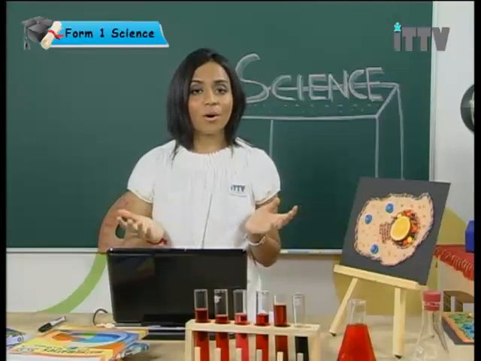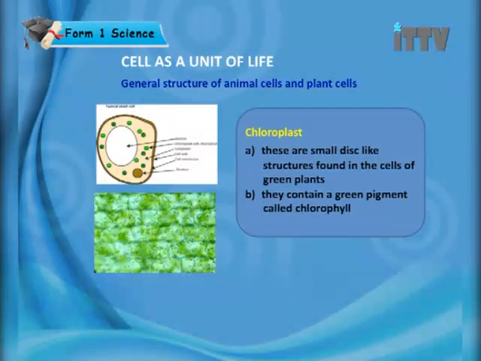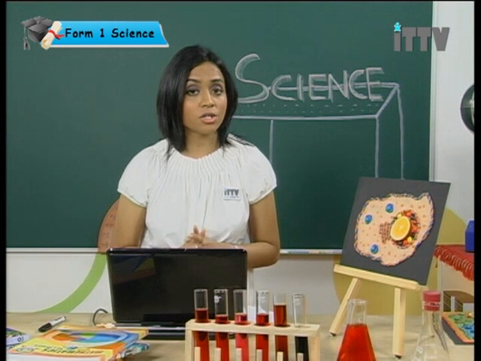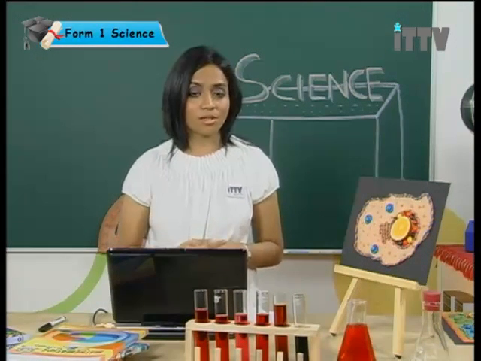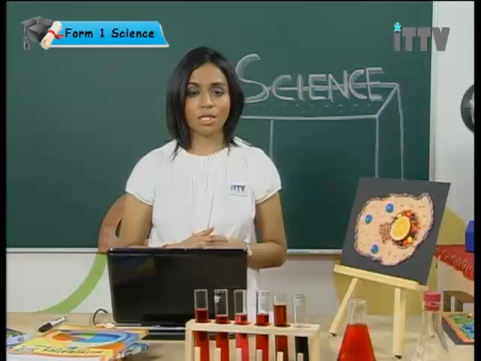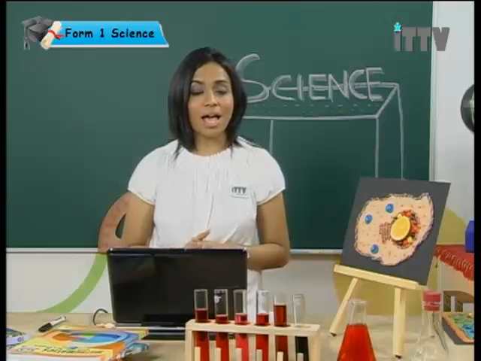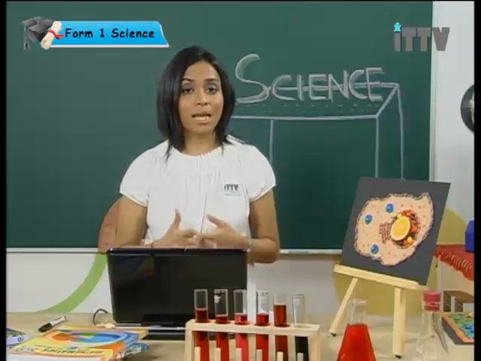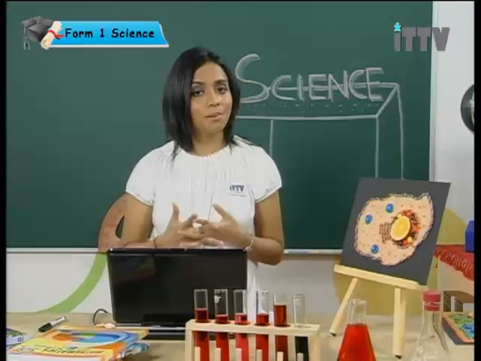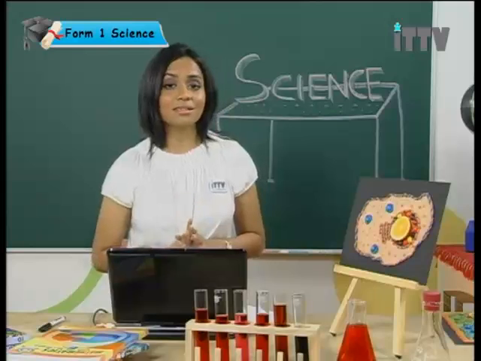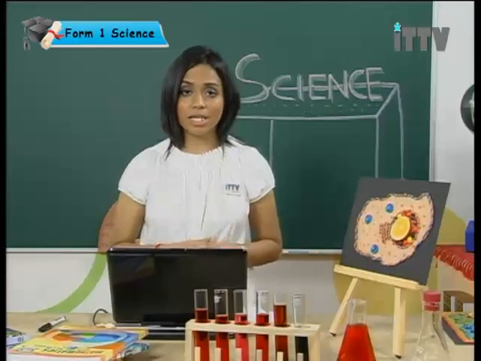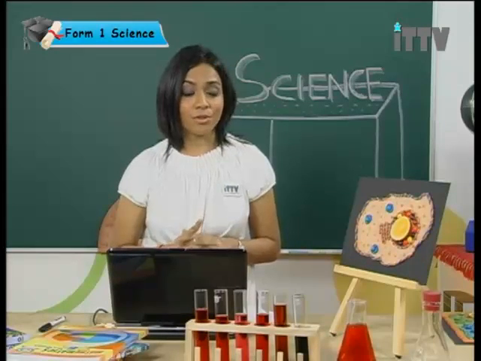Lastly, we have the chloroplasts. These are small disc-like structures found in the cells of green plants. They contain a green pigment called chlorophyll. Now, as usual, you should know the function of chlorophyll: it is used in the process called photosynthesis, of course. Only green plants have chlorophyll. So chloroplasts can only be found in green plant cells, of course. Now, these are the basic organelles which you have to know.